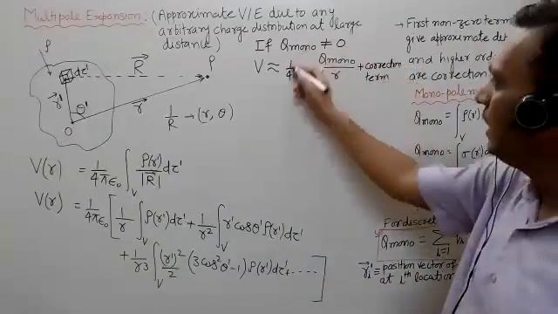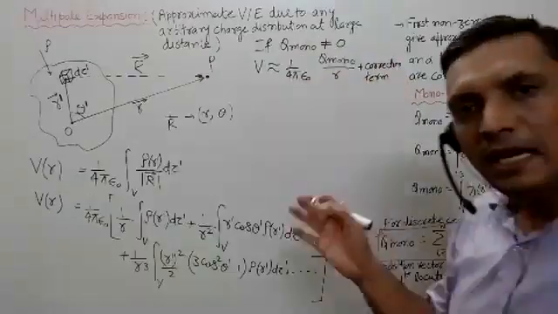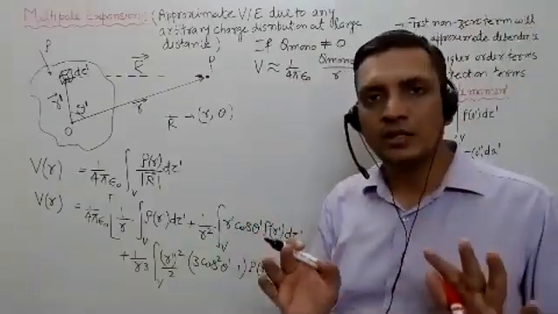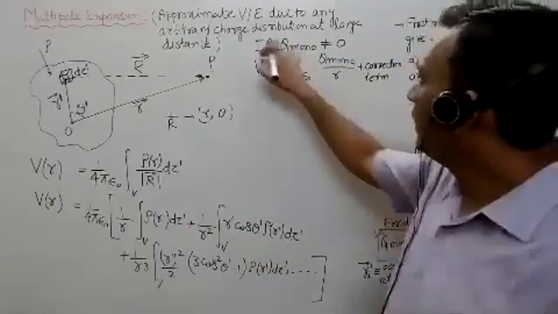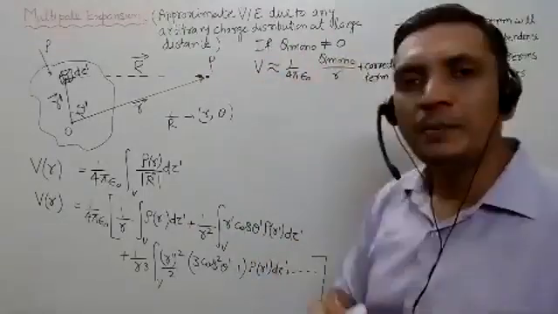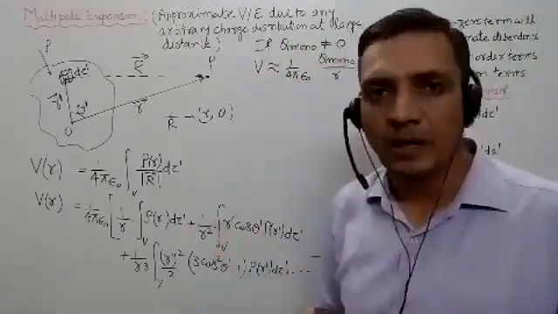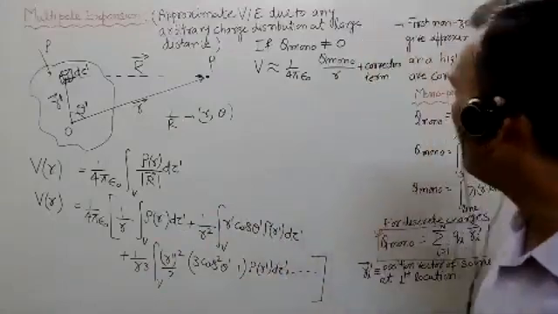But you will get the approximate dependence. Whenever in any charge configuration Q mono is non-zero, the potential's approximate dependence is proportional to 1 by r, or inversely proportional to r.